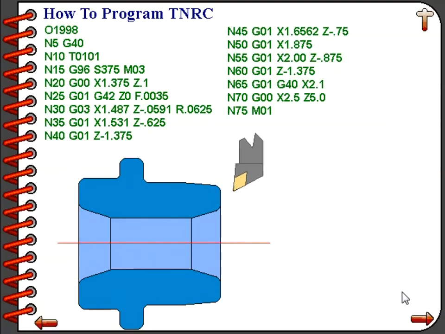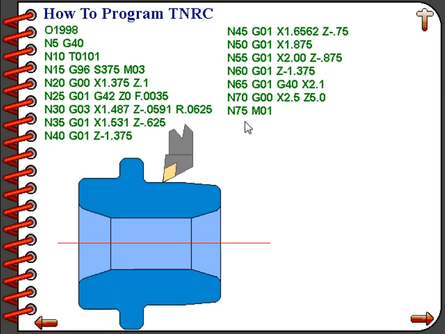Now let's take a look at how that code would fit into the program. Below, you'll watch the animation run, but at the same time, try and follow along with the program. You will see that on line number 25, there is a command G42. That is turning on tool nose radius compensation. Now, tool nose radius compensation is modal, so we really only need to turn it on at the beginning of the contour. Then it remains active all the way through the finish turning operation.